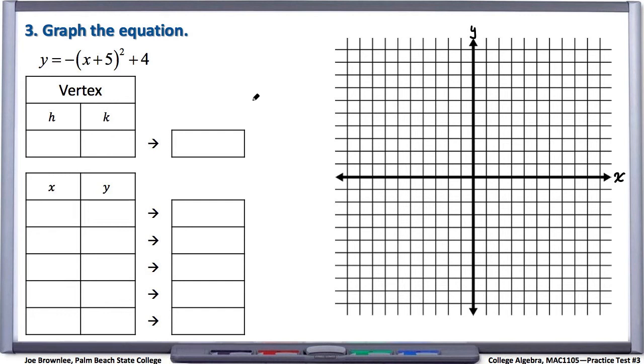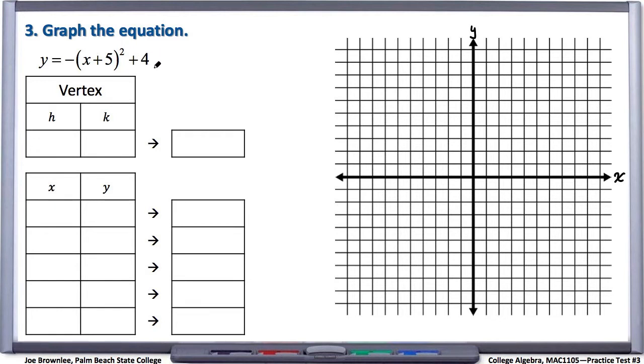All right, number 3, graph the equation, and we've been given y equals negative quantity x plus 5 squared plus 4. And hopefully you will recognize from class that this is going to end up being a parabola. Now, we may not know exactly what this parabola is going to look like, but based on the fact that this is a quadratic equation, meaning the highest degree of this equation is 2, we know this will be a parabola in some form or fashion.